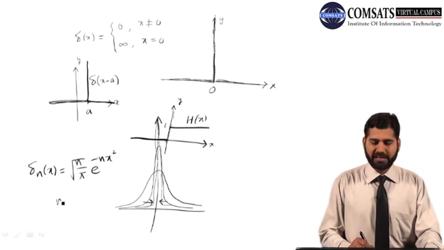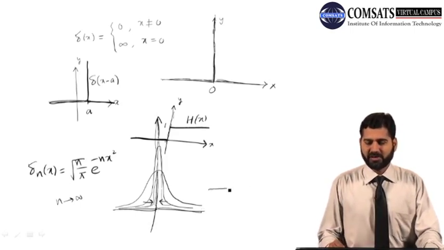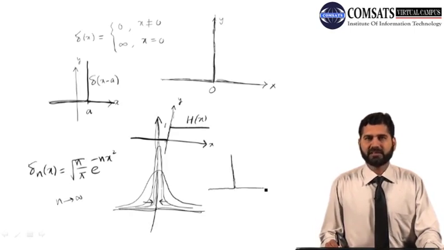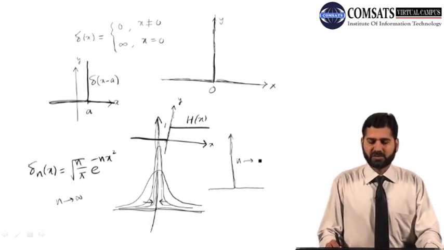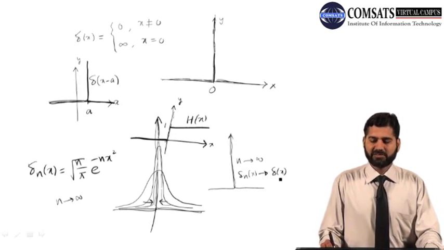So what will happen when n goes to infinity? You will have almost 0 here, and then a pulse, and then again 0, right? So basically your Gaussian will almost look like this when n goes to infinity. The peak goes to infinity, it's not stopping anywhere. So that's why as n goes to infinity, your delta_n(x) approaches delta(x). All right? So this is the reason.